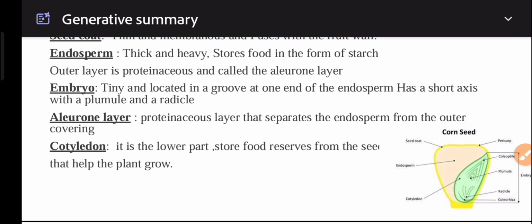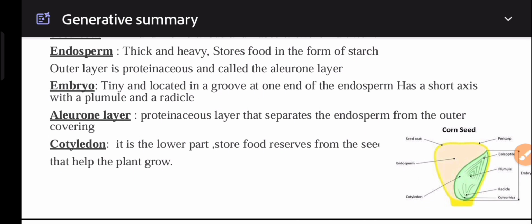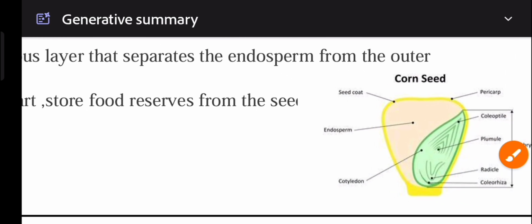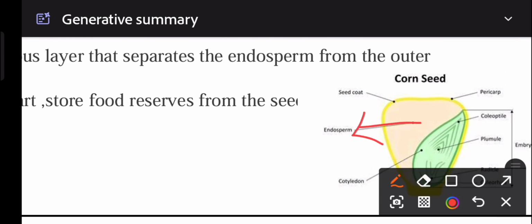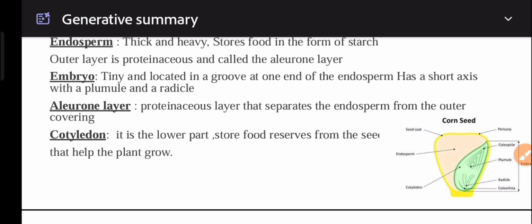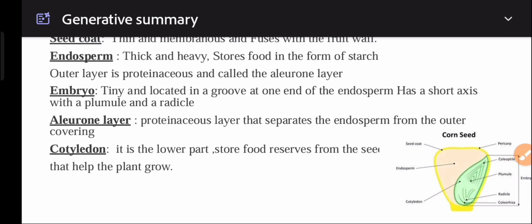And then the endosperm. Yes, this is the endosperm part. It is thick and heavy. It stores food in the form of starch, and the outer layer is proteinaceous, and that is called the aleurone layer.